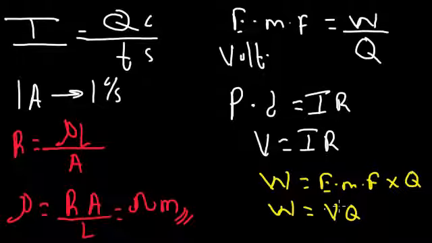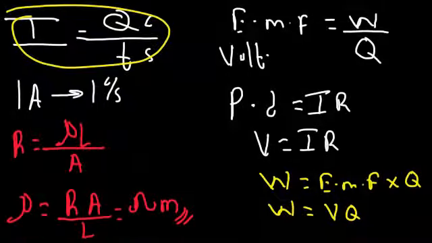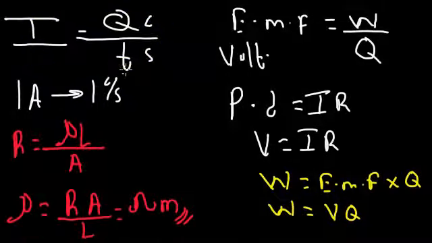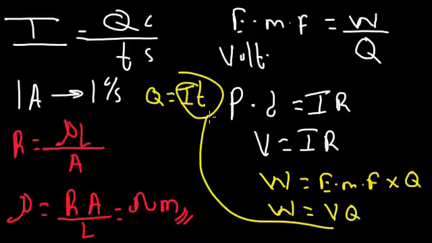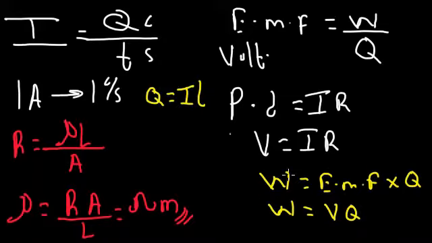Perfect. Now, from the definition of electric current, we said I is Q over T. What if we solve for Q? Q will be equal to IT. Since this refers to the quantity of charge, we can replace Q with IT. So therefore, the total work done is simply equal to V times IT, and this is the same as IVT.